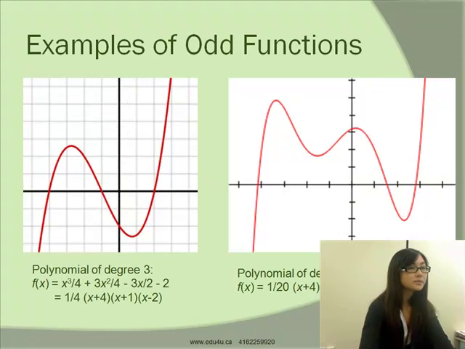Now let's look at some examples of odd functions. The graph on the left side is a polynomial of degree 3. Notice the end behavior. One end of the graph went to negative infinity of y, so the other end of the graph must go to the positive infinity of y. And the same goes to the graph on the right side. The right side is a polynomial of degree 5. One end of the graph went to the negative infinity of y, while the other end of the graph went to the positive infinity of y.